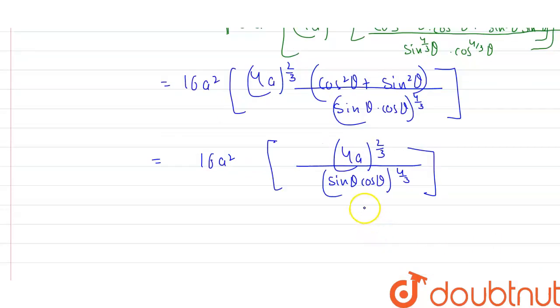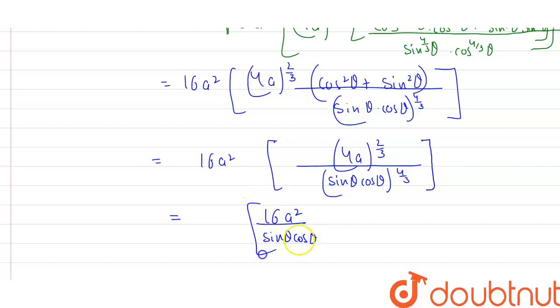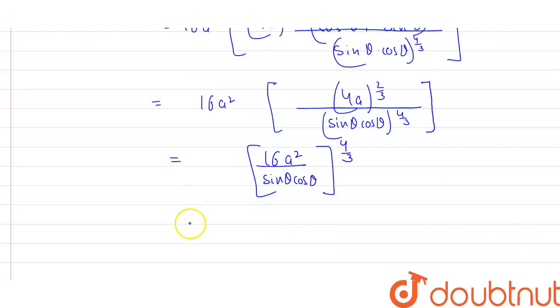After this, I can add this part. This will become 16 into 4. So this part can be clearly written as 16a square divided by sine theta cos theta, and the whole part to the power of 4 by 3. Why? Because this can be written as 4a, and 4a has the power of 2. So 4a to the power of 2 by 3 times 4a squared gives 2 by 3 plus 2, which is 4 by 3.